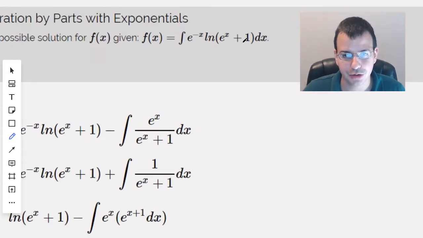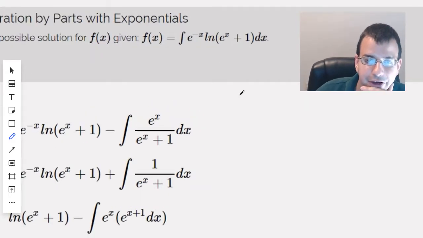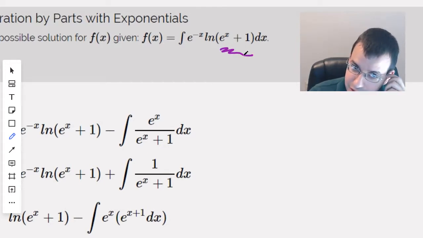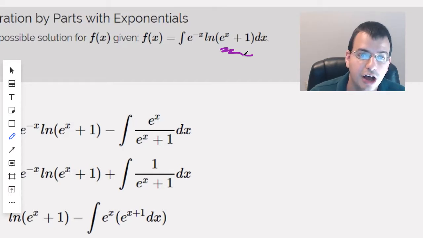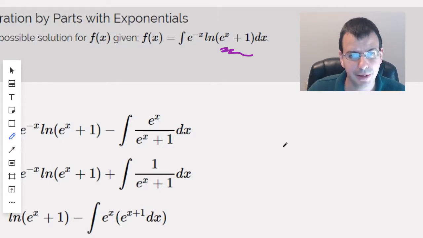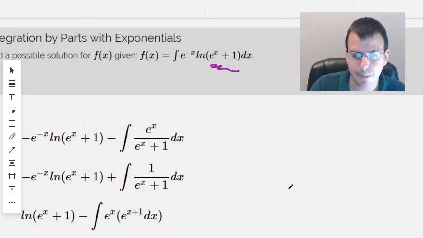And I try really hard with substitution here because this just looks confusing. So we take the integral of e to the x plus 1 and we get e to the x. If we take the integral of e to the negative x, we get e to the negative x times negative 1, which really doesn't help us. So we're going to try integration by parts.